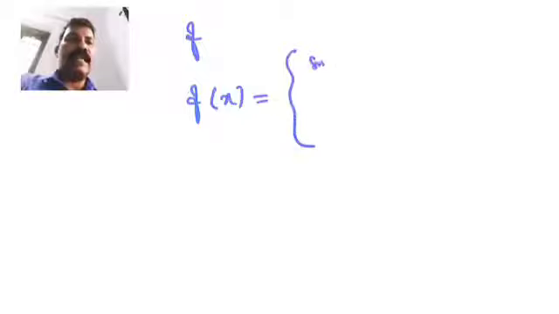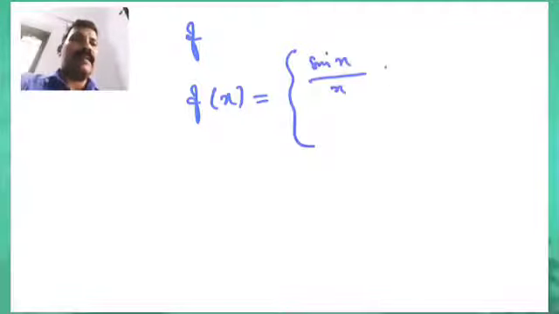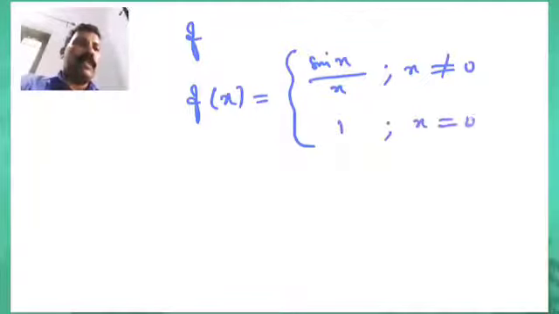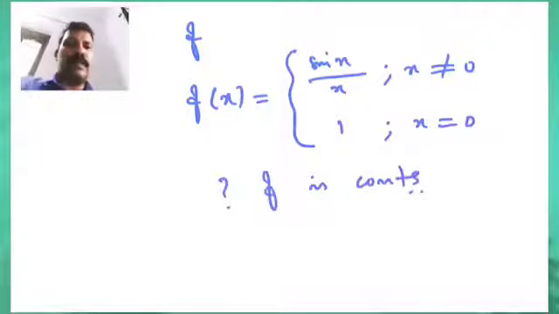Now let us consider a function f defined by f of x is equal to sin x by x when x not equal to 0 and 1 when x equal to 0. To show that f is continuous.